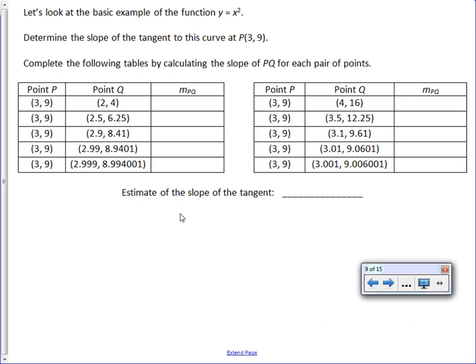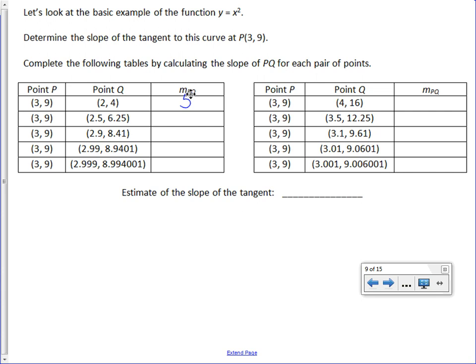Okay, so we're going to grab our calculators, and we're going to start calculating some slopes. So this is just normal slope calculations, y2 minus y1 over x2 minus x1. I saved you a little bit of time. I didn't just give you the x values, you had to find the y values too. Here, the y values are provided. So let's do the first one. The first one we shouldn't even need a calculator. 4 minus 9, negative 5, 2 minus 3, negative 1, negative 5 over negative 1, 5.